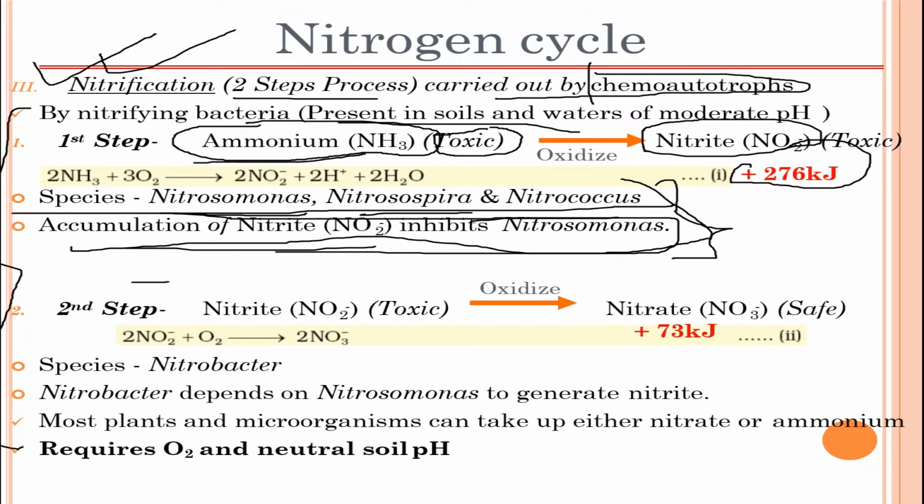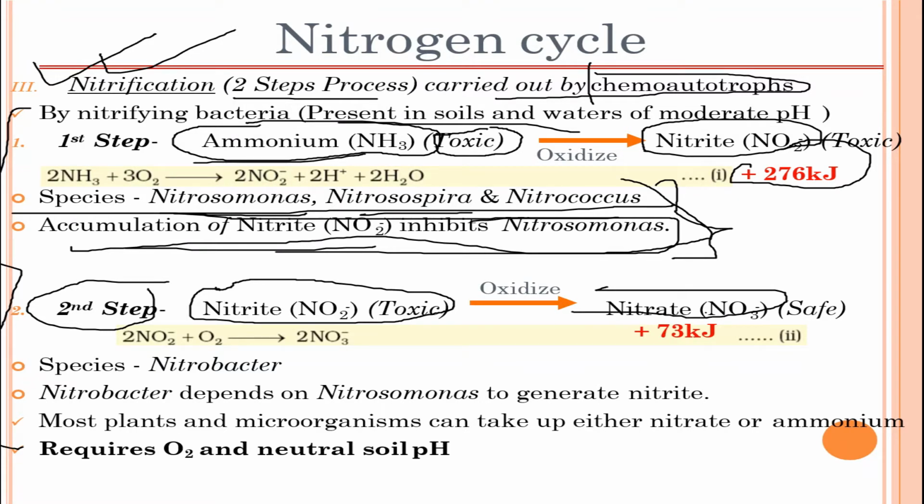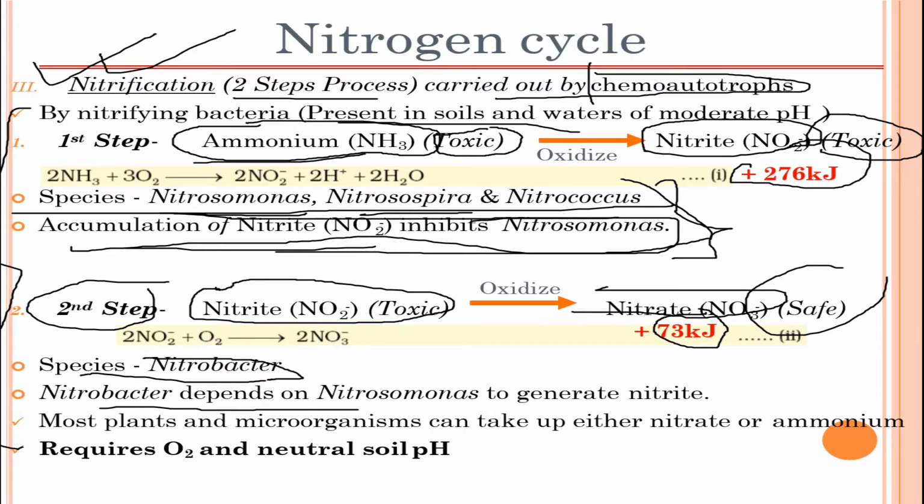Moving to the second step, which is the conversion of nitrite, formed in the first step, into nitrate, which leads to liberation of a small amount of energy. Nitrite is toxic, as you can see, whereas nitrate is safe. The second step is carried out by the species known as Nitrobacter, and Nitrobacter depends on Nitrosomonas to generate nitrite. So here comes the importance of Nitrosomonas and its concentration in the soil.